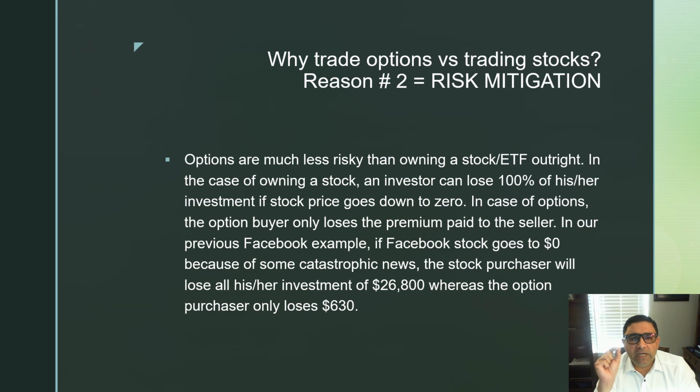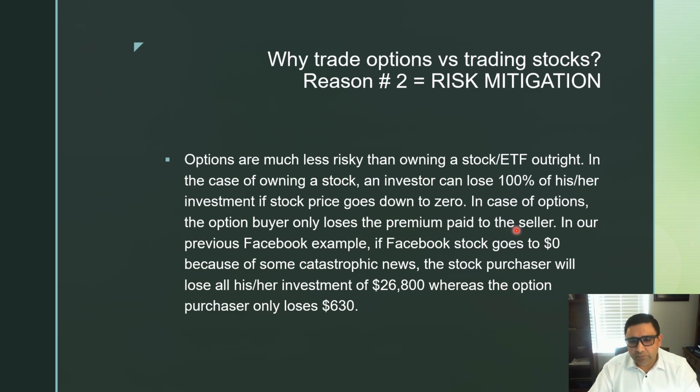Okay, the second point about trading options, why options trading is better than trading stocks, is risk mitigation. Options are much less risky than owning a stock or ETF outright. In the case of owning a stock, you can lose 100% of your investment if the stock price goes down to zero. Now, obviously, a lot of bigger companies won't just go down to zero, but theoretically, the risk is always there. However, in the case of options, all you're going to lose is the premium that you paid to the seller.